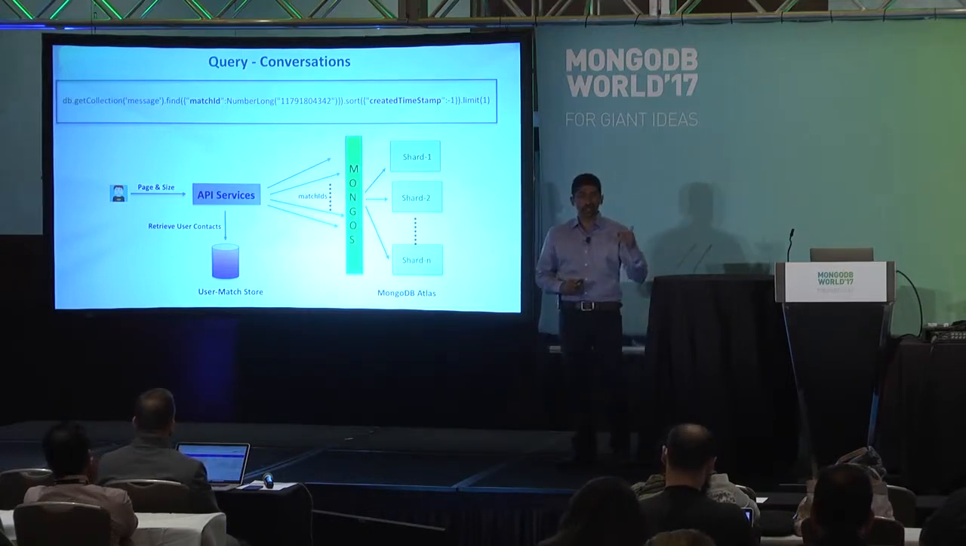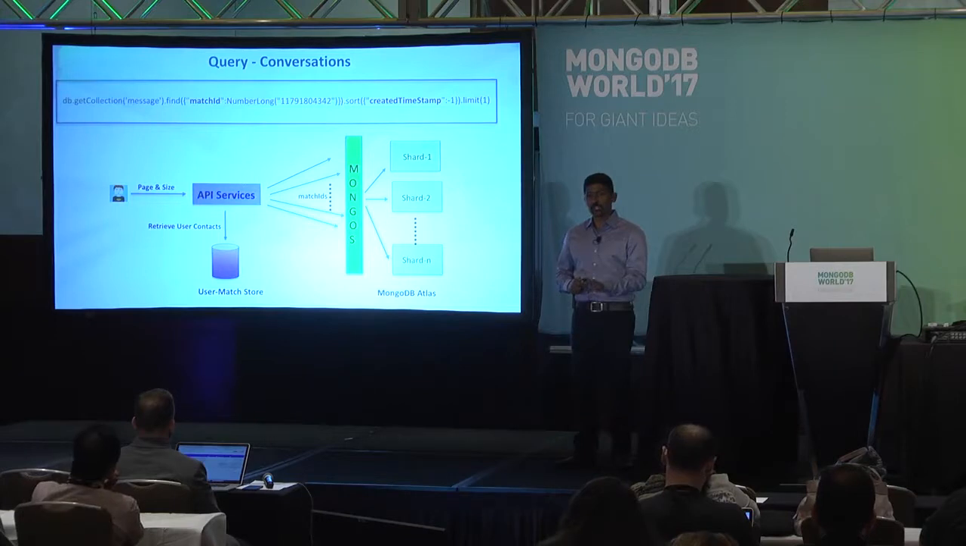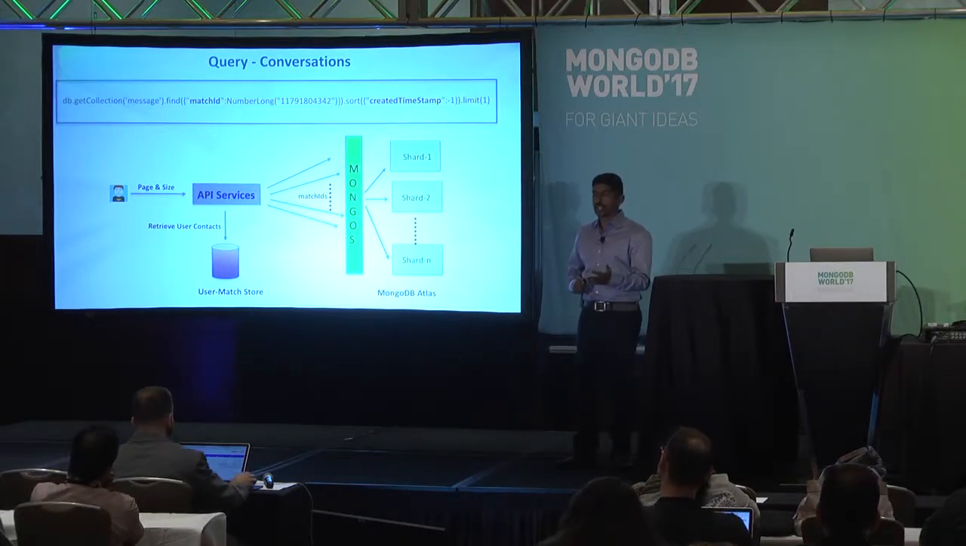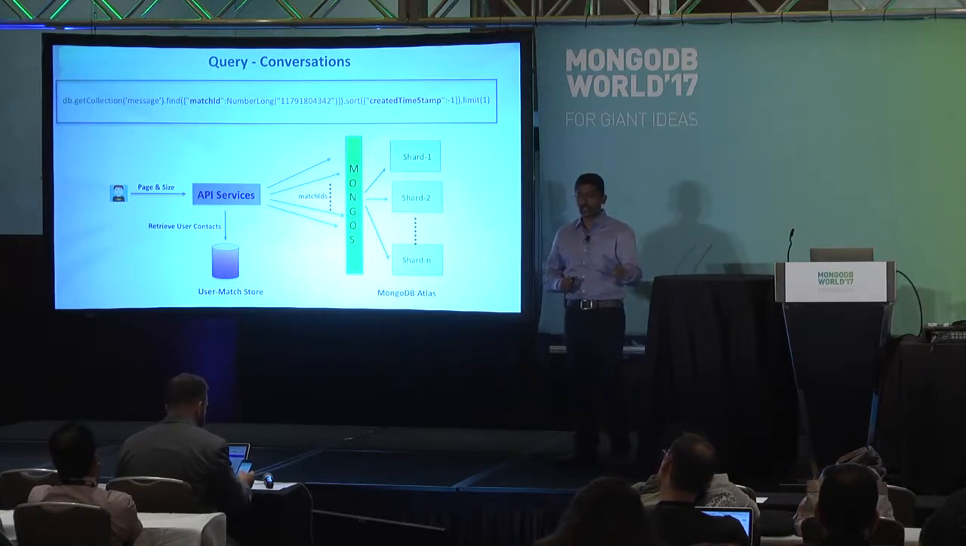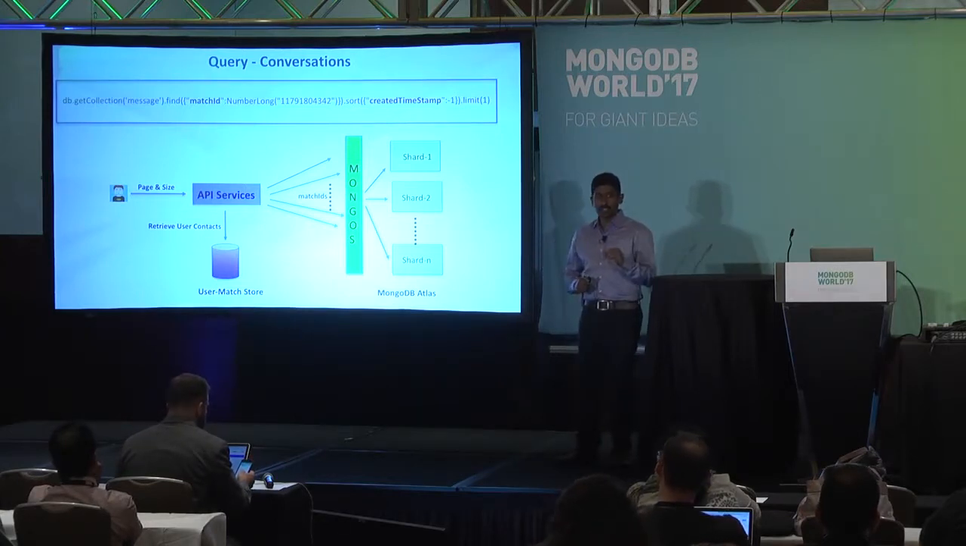In order to render the conversation screen, we have the application layer reach out to Mongo in parallel with all the match IDs associated with the user, and then aggregate the result at the application layer and then render the conversation screen.